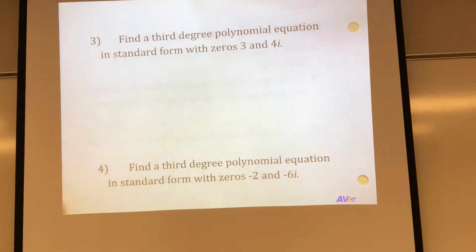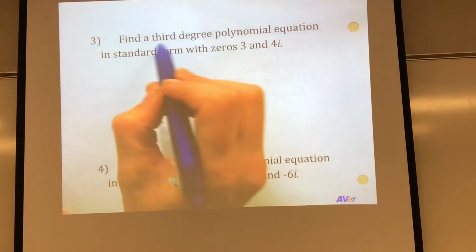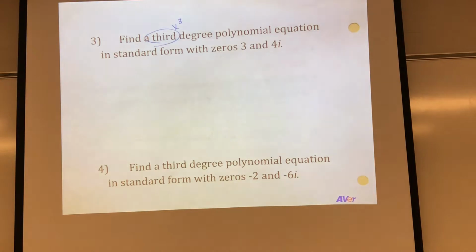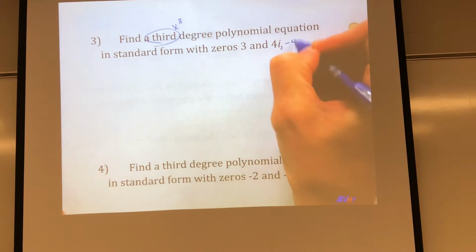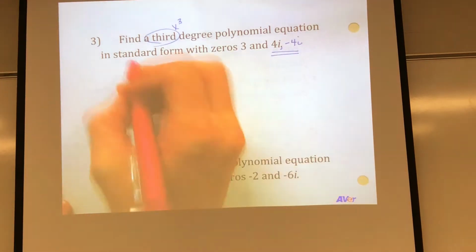All right, number 3, find a 3rd degree polynomial equation in standard form with zeros 3 and 4i. 3rd degree, meaning a cubic. Cubic means we need to have 3 zeros typically. If we have a 4i, that means there's also a negative 4i. Imaginary numbers always come in pairs. Last section we talked about how square roots come in pairs, a positive and a negative. Same thing with imaginaries, because it technically is a square root. How about that?